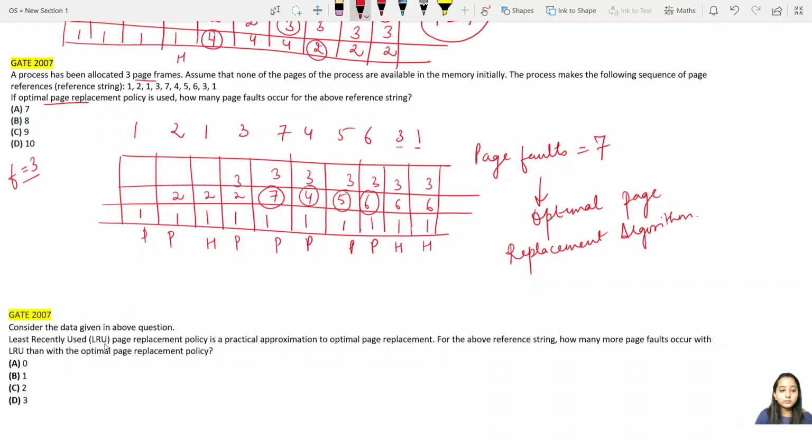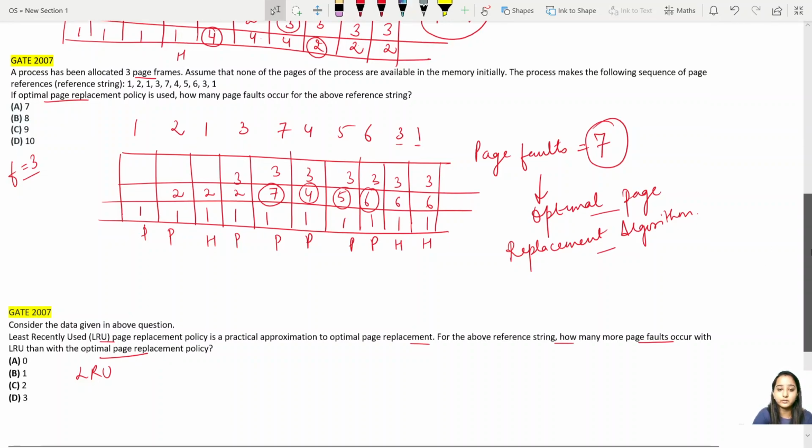Now you have to follow the LRU page replacement policy, which is a practical approximation to optimal page replacement. For the above reference string, how many more page faults occur with LRU than the optimal page replacement policy? So how many page faults occur if we adopt the optimal page replacement algorithm? We got 7. Now we have to find out for LRU, the least recently used page replacement algorithm.